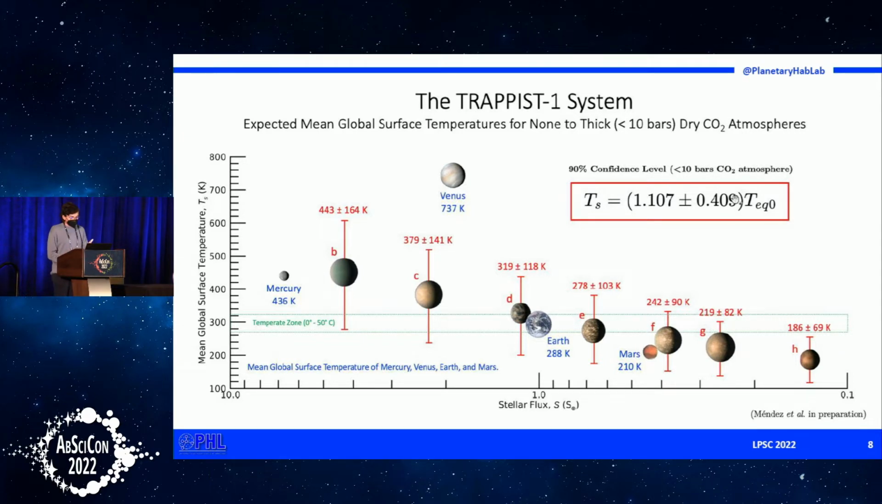The thermality for these systems is 1.107 according to our model. The temperatures that you observe here are the ones that we computed using our model. Based on our model, for planets B, C, G, and H, they are less likely to sustain temperatures similar to what we have on Earth, meaning 0 to 50 degrees Celsius. But in the case of planets D, E, and even F, they are more likely to sustain those temperatures.